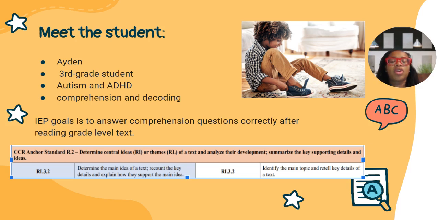So out of his IEP goals, the one we are going to look at is him answering comprehension questions correctly after reading grade level text. So we can see the standard that correlates to that, in which Aiden will specifically identify the main topic and retell key details of a text to help him with his learning struggles. And because he is autistic and ADHD, he does lend himself to process information more in an auditory type of way. Hence the reason we are talking about Speechify and text-to-speech apps.